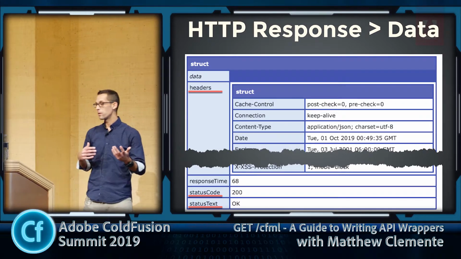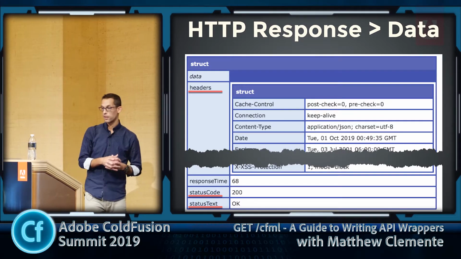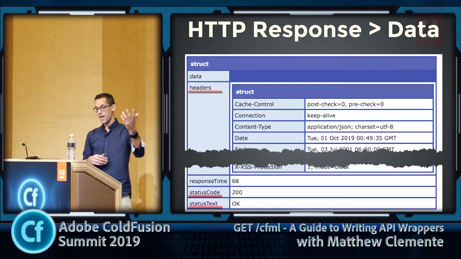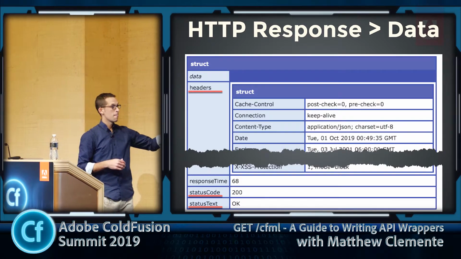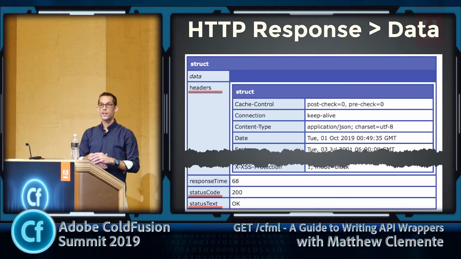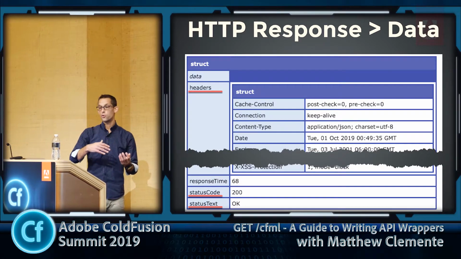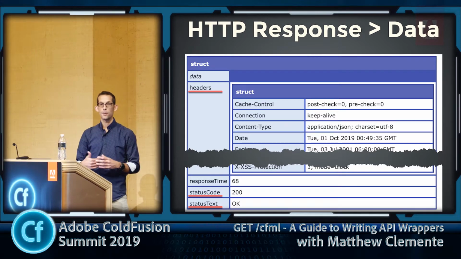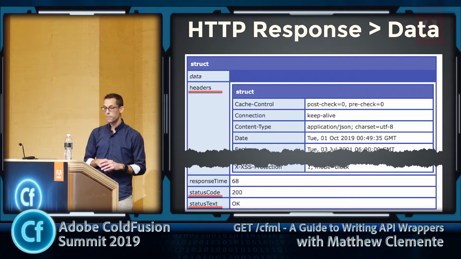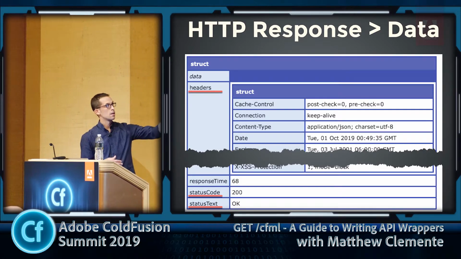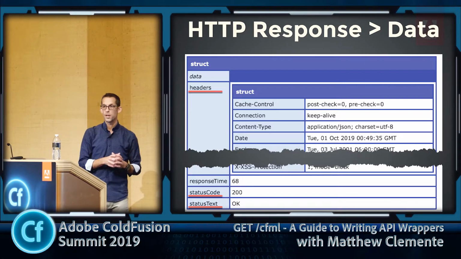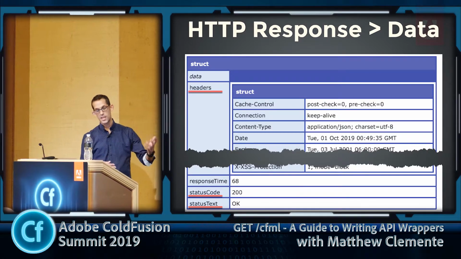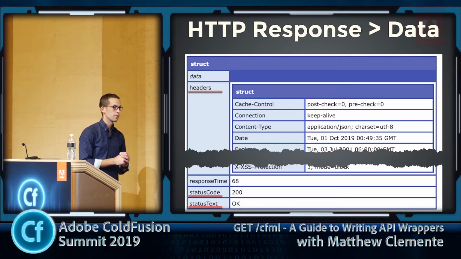But remember, HTTP responses, they're more than just data. So it wasn't just the data with the cat image that came back. There were a bunch of headers, there was a status code, and there was status text. So if you're writing an API wrapper, I recommend that you return all that information to the developer who's going to use your wrapper. In the case of the cat API, these headers coming back aren't terribly important, but in a lot of APIs, that information is helpful. The status code and the status text information is helpful as well.